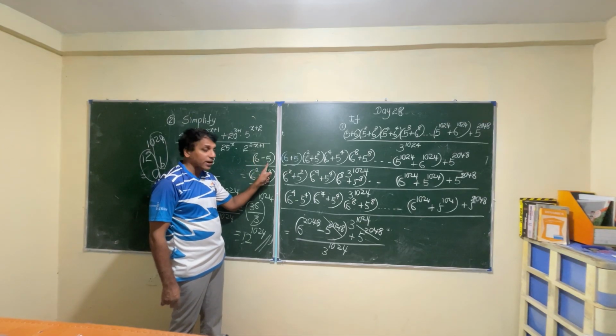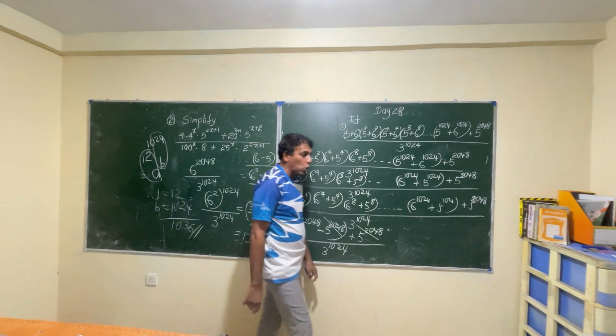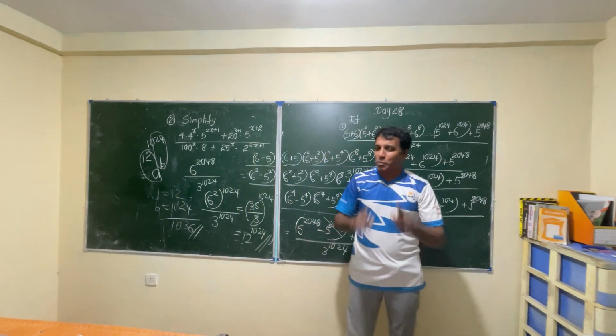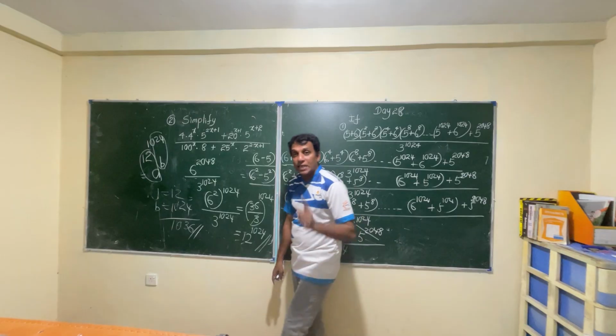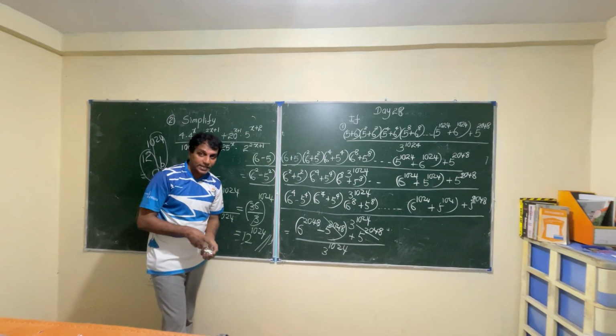6 minus 5, continuing and cancelling, continuous and so on, like a number pattern. So my target is, if a similar problem comes in the future, you can use this technique, right?